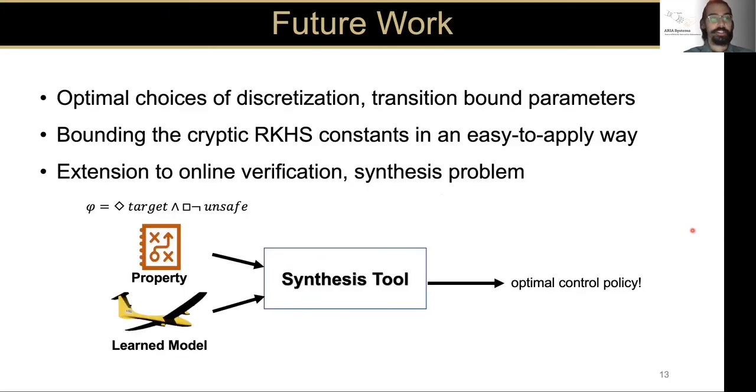So this is super exciting work. There's a lot more work to do, including, so a lot of the choices in this framework are parameterized. So I'm currently investigating optimal ways to choose them. And in addition, there are some cryptic RKHS constants that aren't super straightforward on how to use. So I'm working on a way to bound those in an easy way. And then I think most exciting is extending this to online verification and the synthesis problem. That is, given some learned model and a property such as this LTL formula given here, how do I synthesize an optimal control policy that will satisfy the specification with a high probability?